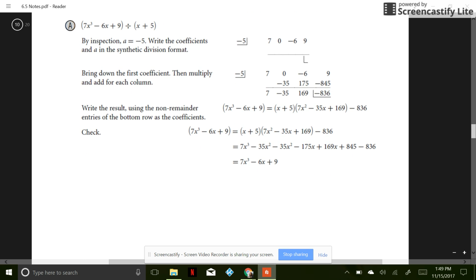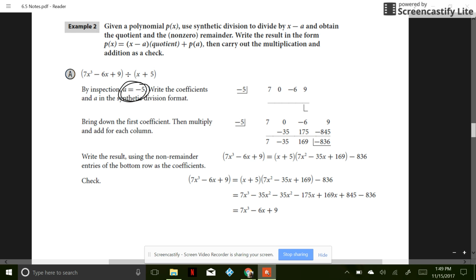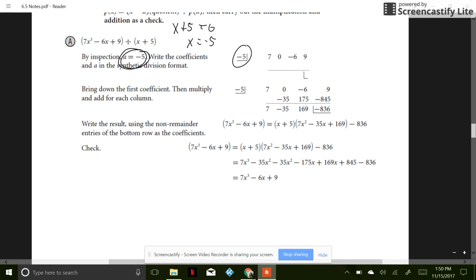So they've worked through one out here. Again, the key thing here is since this is x plus 5, we're actually using the factor. So that's why we have to use -5 inside here. So you always bring down the first coefficient, and then you multiply and add. So the first thing you do is you multiply -5 times 7 to get the -35. Then you add 0 plus -35 to get -35. Then you multiply that times the -5 to get a positive 175. Then you add the -6 plus 175 to get the 169. Then you multiply that times the -5 to get -845. Add that to 9 to get -836.